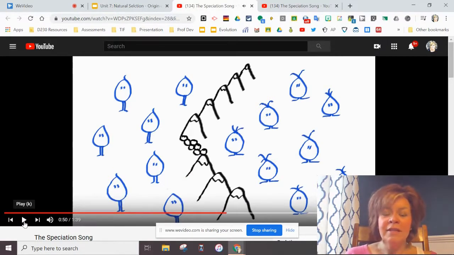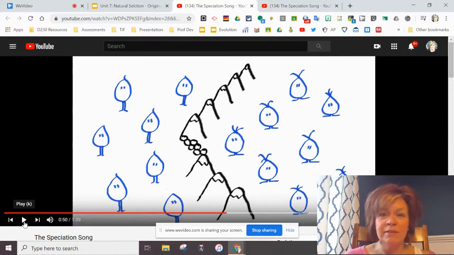Okay, so step one is the group needs to be separated. Step two is there needs to already be some variations within the population. So if you look on the left side of the mountain and the right side of the mountain, there's already some naturally occurring variations. There's some that have one piece of hair, there's some that have three pieces of hair, there's some that are taller, there's some that are shorter. So the variation must already exist.